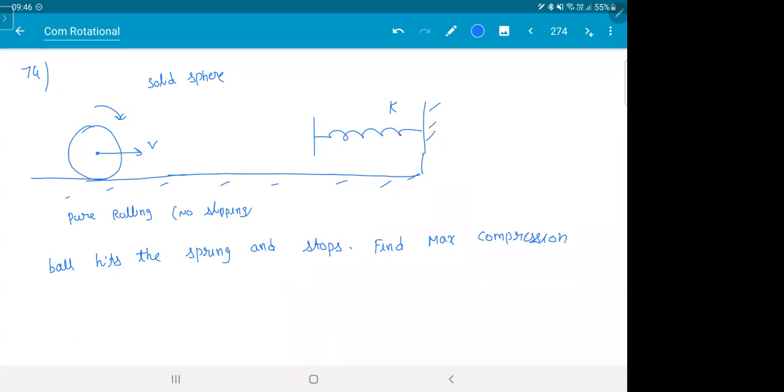So you have a ball which is rolling, right? It will go and hit a platform like this. So it will roll, roll, roll, roll, and finally stop somewhere here. So what is the maximum compression?